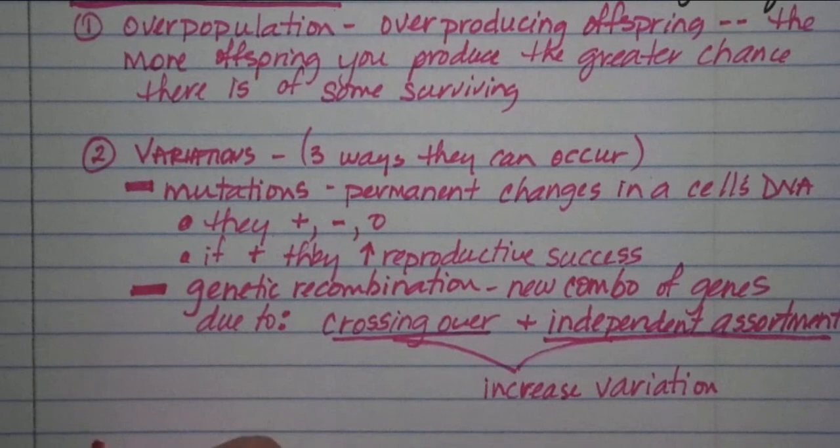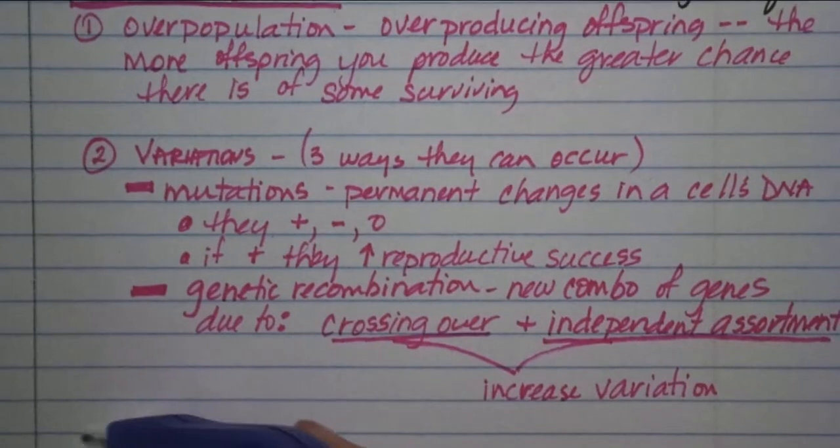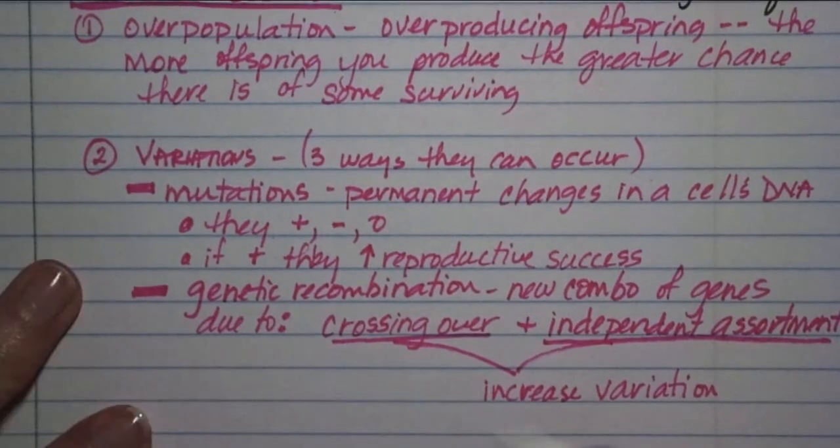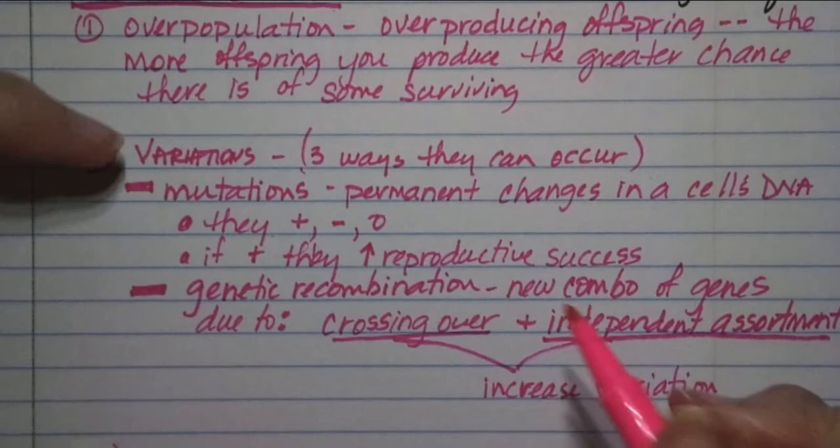Okay, so we have mutations which increase variation. We have genetic recombination that increases variation. And then we also have migration. And I'm talking about a little bit of a different migration than what you guys are thinking of.